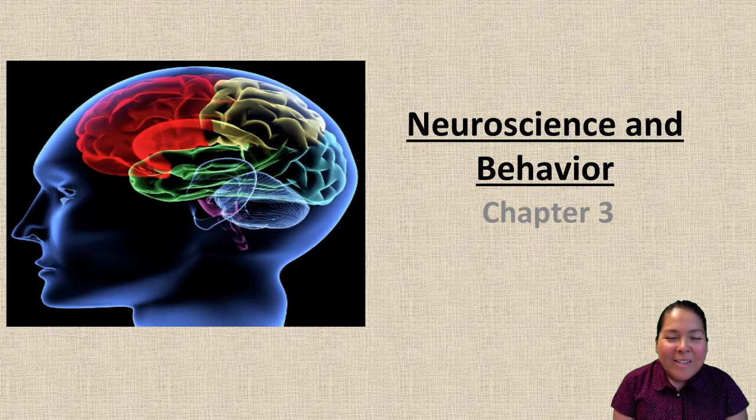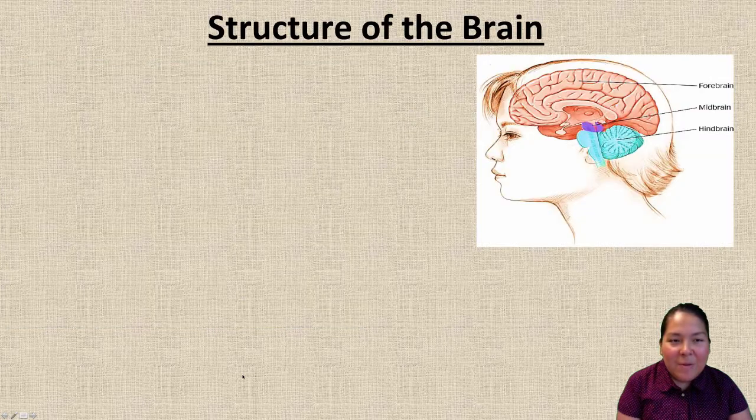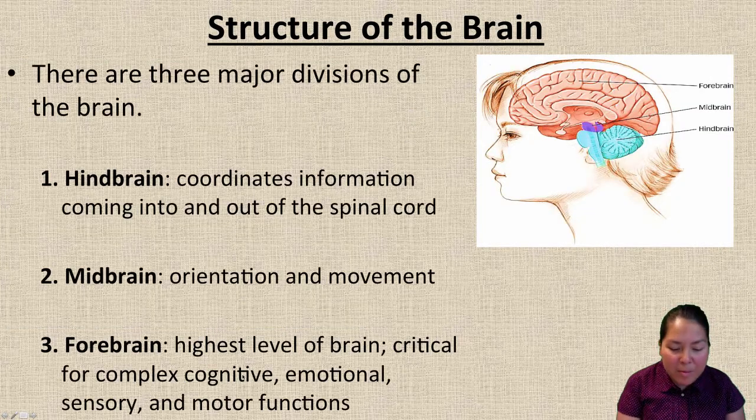Hello everyone. Today we will be finishing up chapter 3 and talking about the structure of the brain and how do we actually study the brain. And so to begin with, what we see there are three major divisions of the brain. And these divisions include the hindbrain, the midbrain, and the forebrain. And these divisions are discussed in order by location, starting from the base of the brain at the back of the head and going towards the front.